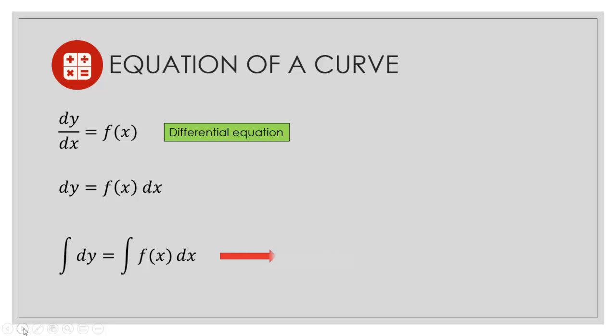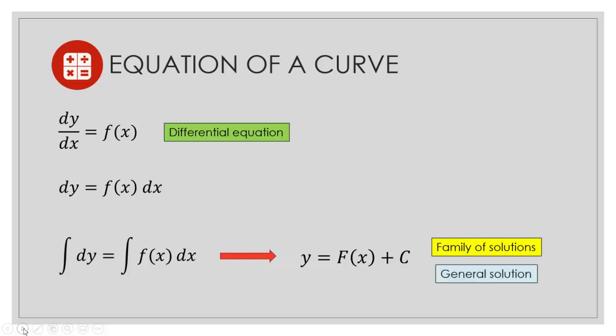The result of the integration process will be y equals a function of x, denoted by capital F of x, plus c. This equation for y is called the family of solutions for the differential equation that we have just solved. It is also referred to as the general solution of the differential equation. The reason why it is called a general solution is that there are various possible finite values that we can substitute for the arbitrary constant c, which can still allow us to arrive at the differential equation dy over dx equals f of x.